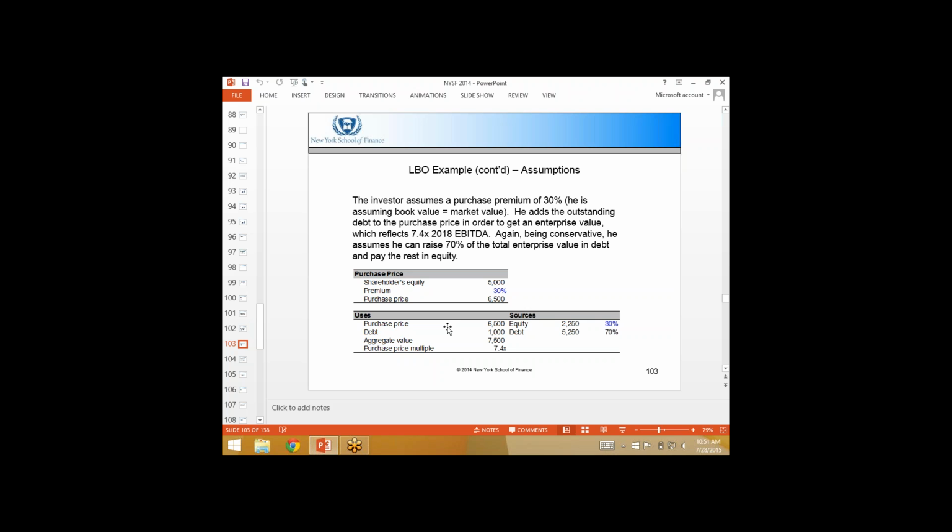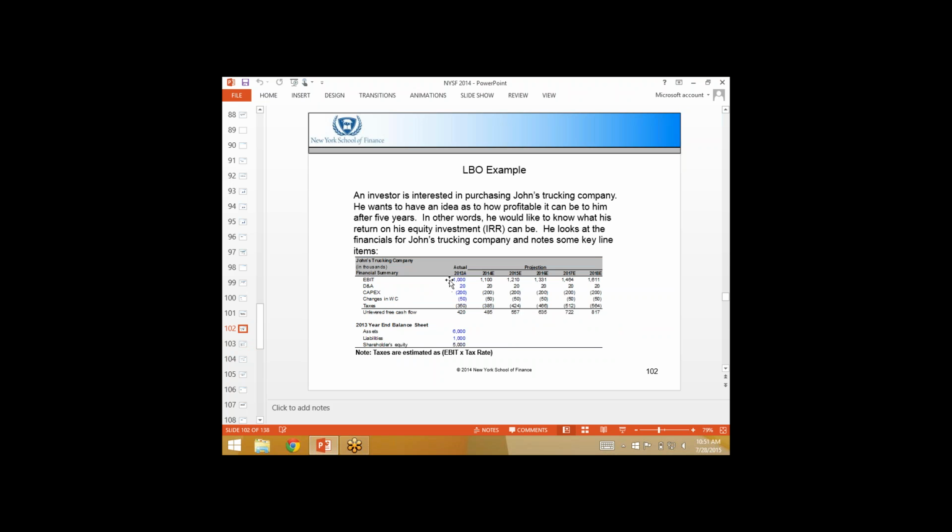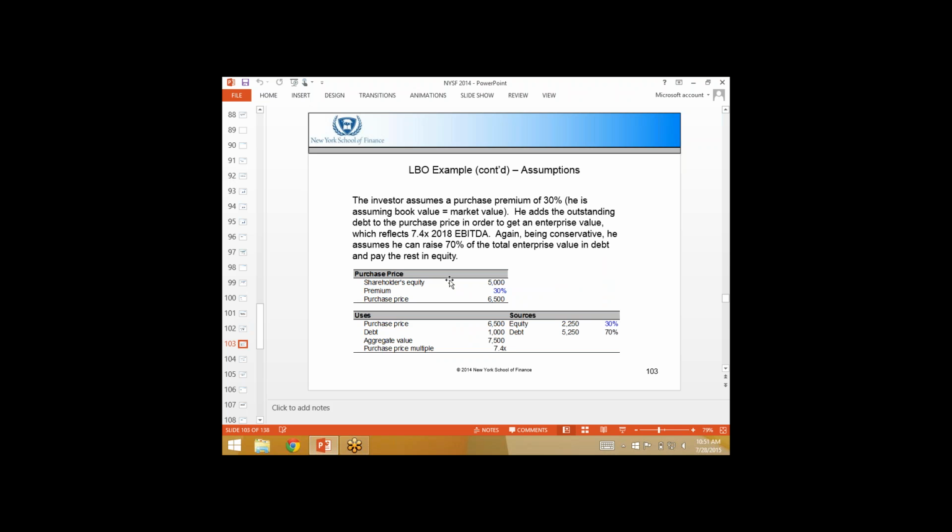Okay, so what do I want to do? Well, first thing I want to do is determine my exit. So in order to determine exit, assuming no multiple expansion, I want to get my purchase multiple. Purchase multiple, real simple. Purchase price plus debt, 7,500 divided by the EBITDA, which was 1020. 7,500 divided by 1020 came to about 7.4 times EBITDA multiple. So I'm going to use that multiple.